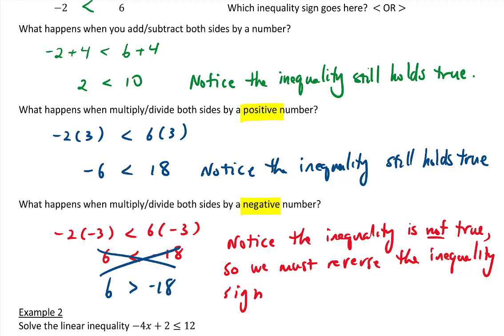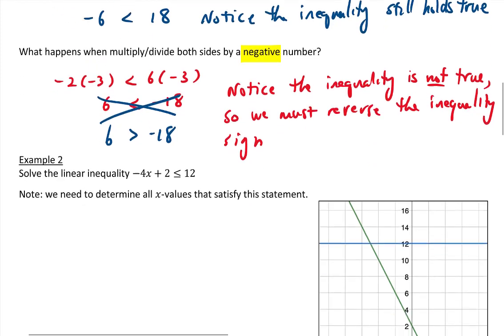So for examples where you multiply or divide both sides by a negative number, we are going to switch the inequality sign to keep the statement true. Now let's look at some linear inequalities.